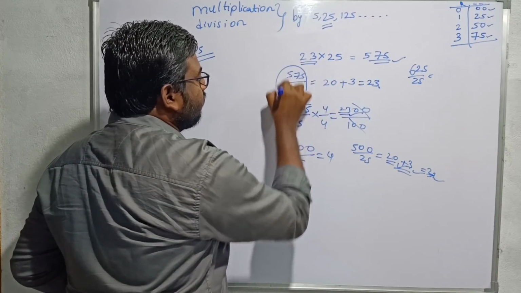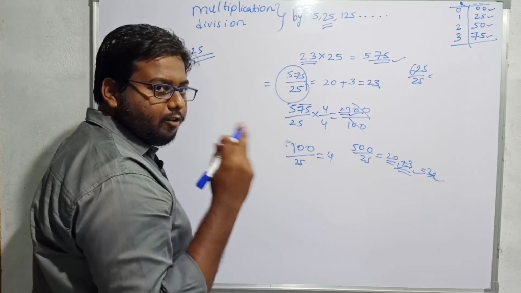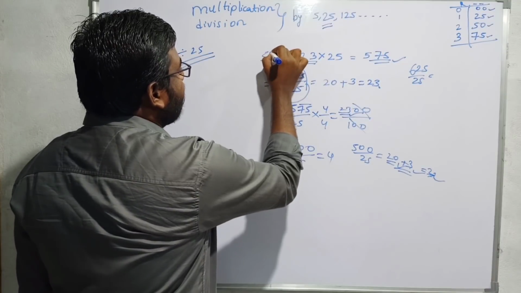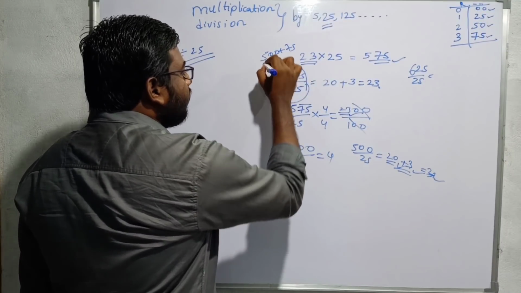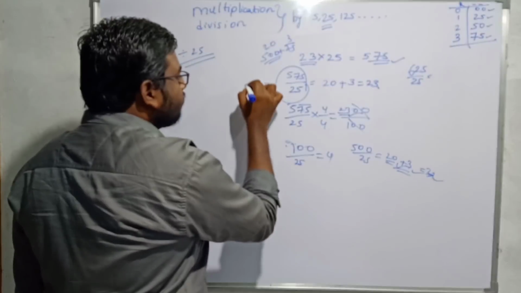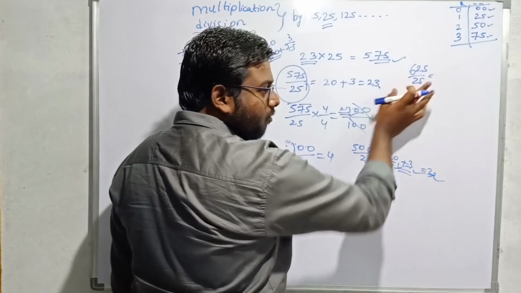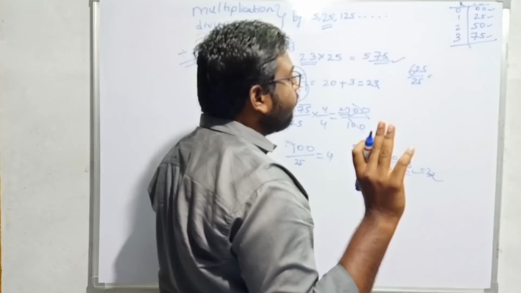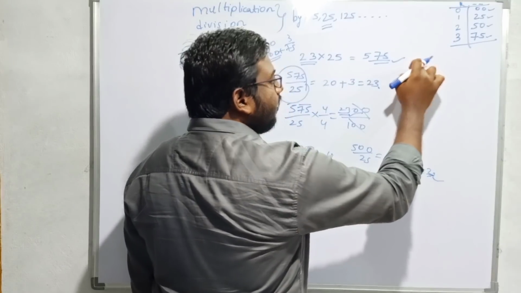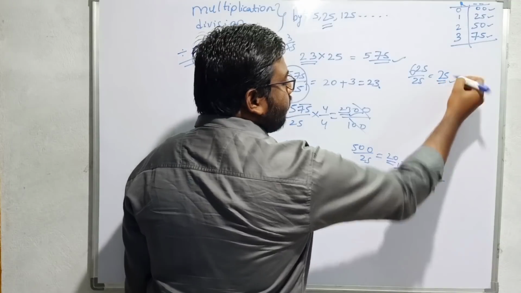How do we understand this result? In 575 by 25, how many 25s are there? I split it as 500 plus 75. In 500 I get 20 25s, and in 75 I get 3 25s, so there are a total of 23 25s. In 600, there will be 24 25s, and in 25 there is 1. So 24 plus 1 is 25. You can calculate like this.